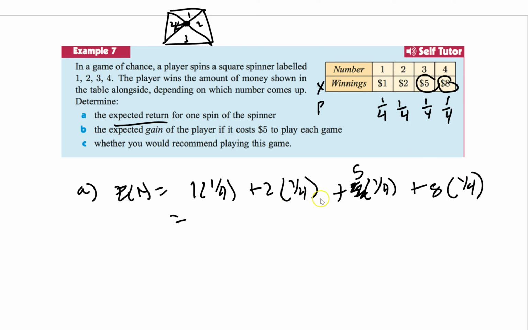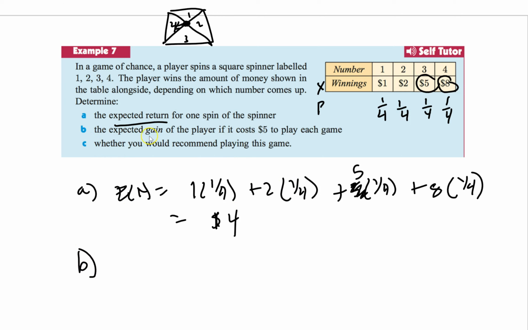If you add these all together, you can factor out the 1/4. 8 plus 5 is 13, plus 2 is 15, plus 1 is 16. 16 divided by 4 is just going to be $4. So that's your expected value. Every single time you spin it, you expect to win on average about $4. So that's A.